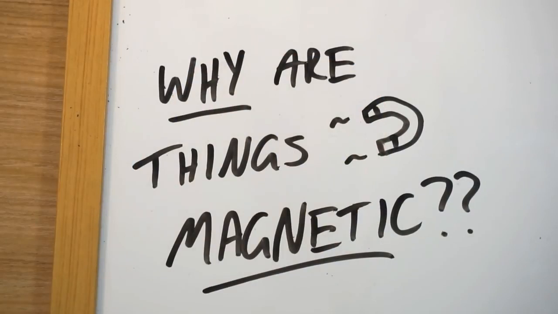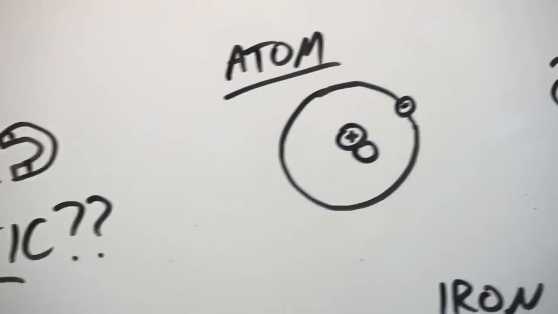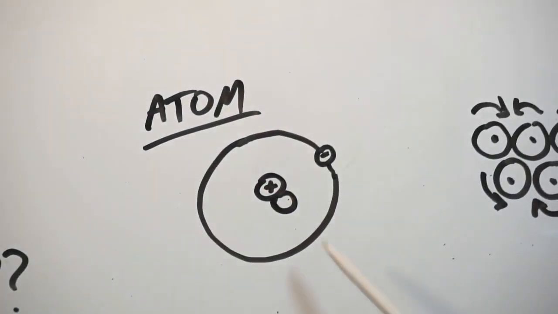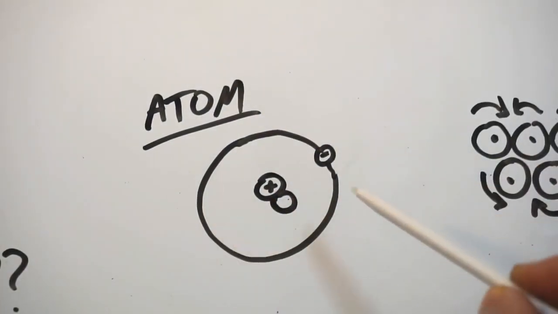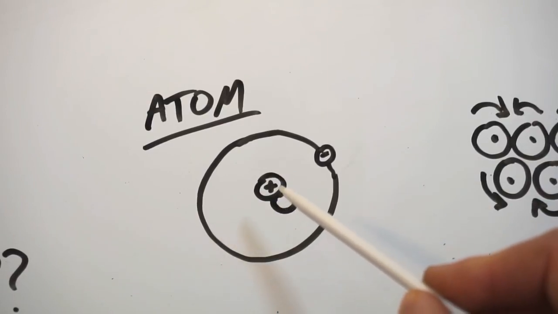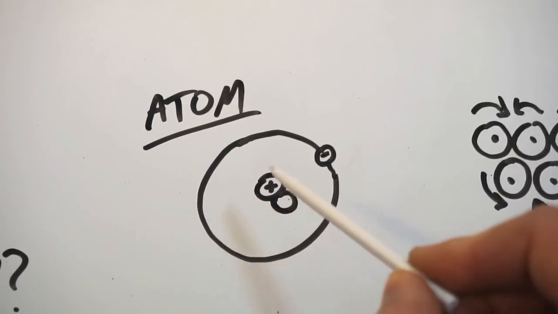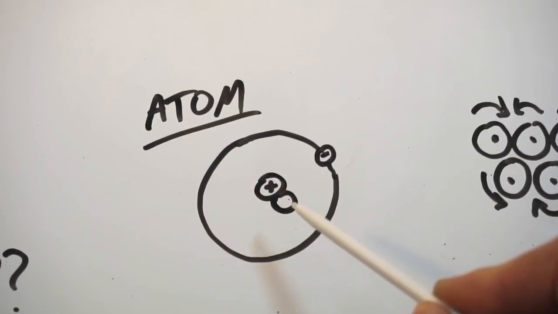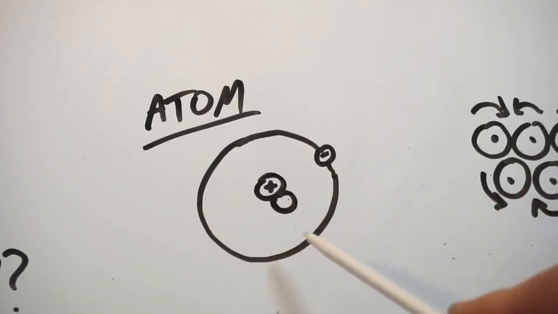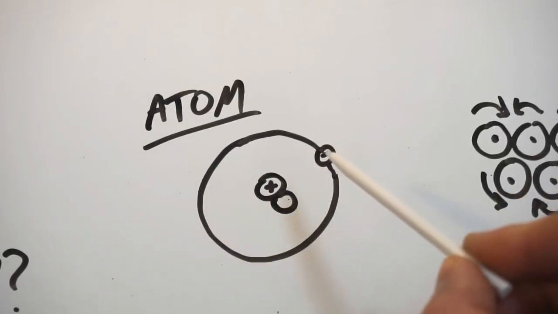A question that I get asked a lot is why are some things magnetic and some things not magnetic? And I can give a very simplified answer to this. Everything around us is made up of these tiny building blocks called atoms. And inside an atom, you have a positively charged particle called a proton, a neutral one called a neutron, and they are stuck together in the middle of an atom in the nucleus. And flying around the nucleus, you have these negative particles called electrons.